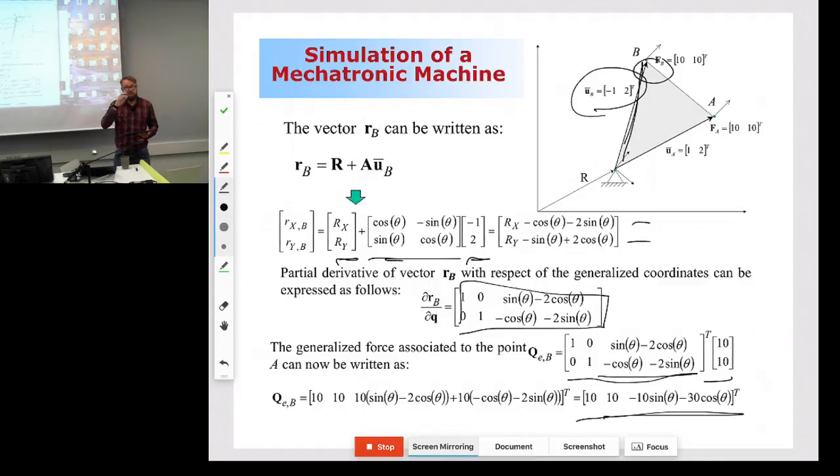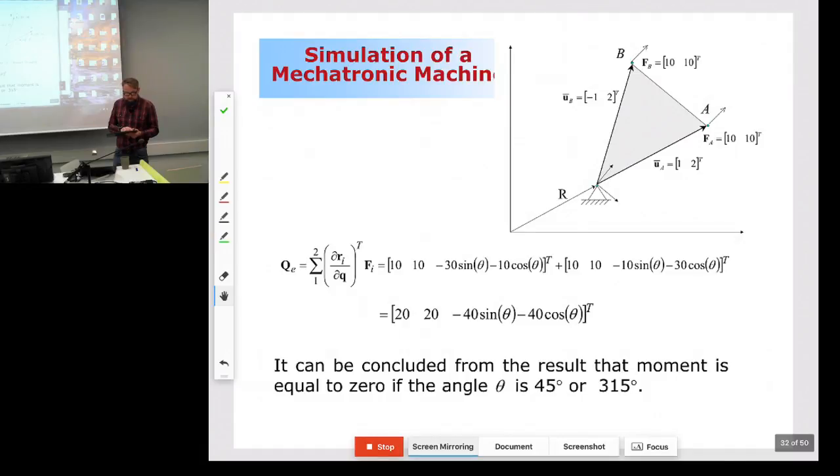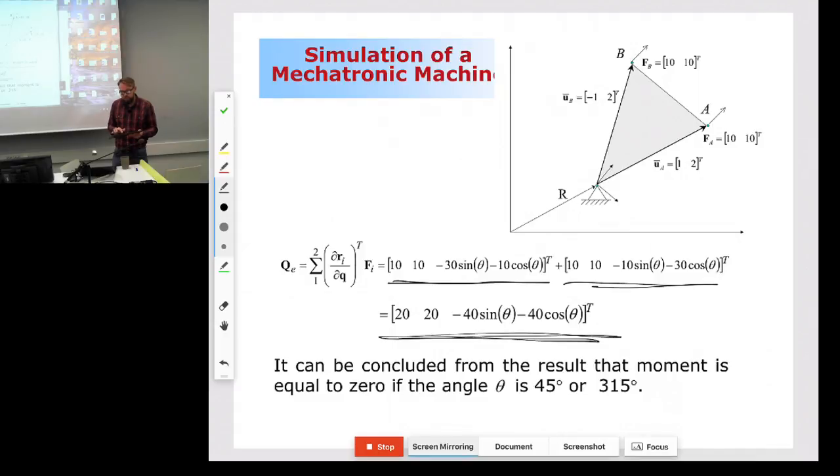Final step, simply summing these two forces up. When I'm summing them up, this is how it looks: my first force, second force, and this is what the final solution looks like. Now you can see that this component compensates itself if the angle is 45 degrees as shown in the figure here, or 115 degrees. Okay, a little bit fast.